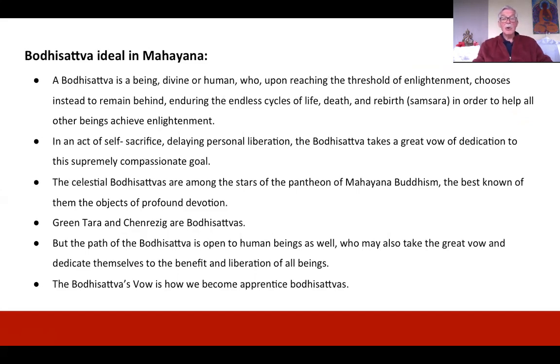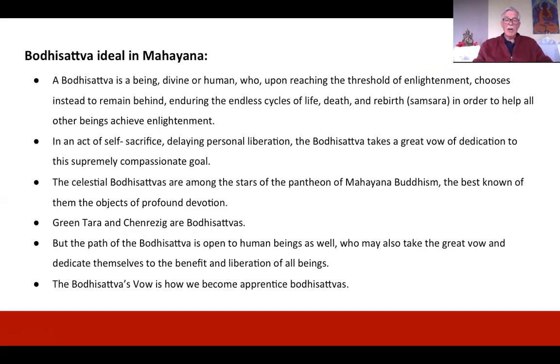The celestial Bodhisattvas are among the stars of the pantheon of Mahayana Buddhism. The best known of them, the objects of profound veneration and devotion. Even the highest Buddhist masters, who actually have understood things, they're Bodhisattvas themselves, they still venerate beings like, well, right behind me, I have a little statue, I don't know if you can see it, called a Rupa. It's a statue of Green Tara over there, who I have on my altar. She's been there forever. And behind me is actually the image of the Buddha, but an object of veneration. Not treated as just a regular guy like me who happens to be awake, but I'm treating it as a symbol for enlightenment itself.